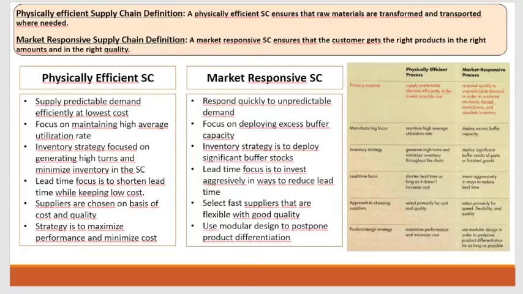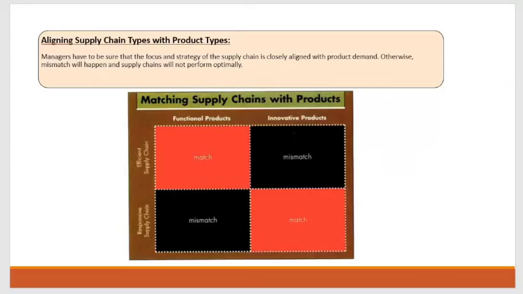of products, etc. So this brings us to this square where we can understand how a functional product suits an efficient supply chain, and an innovative product suits a more responsive supply chain. So when we think of a company such as Lego, they say themselves that they prefer to have a more responsive supply chain with high quality.